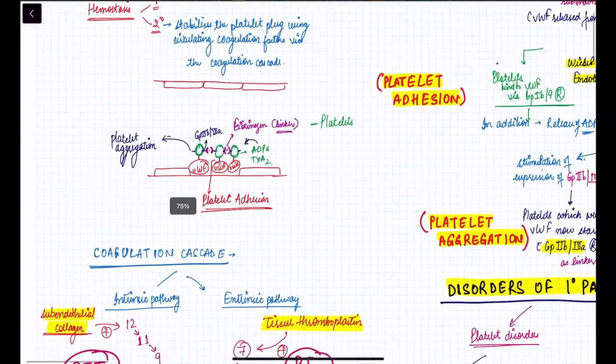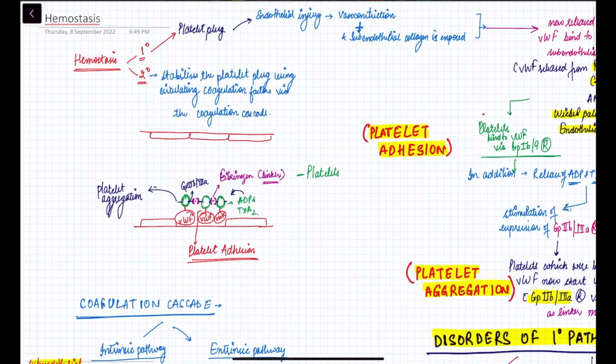Our first video will be on hemostasis. We'll cover the entire chapter of hemostasis. This is a quick revision and oriented towards Step 1 for USMLE. So hemostasis occurs in two steps, primary and secondary.